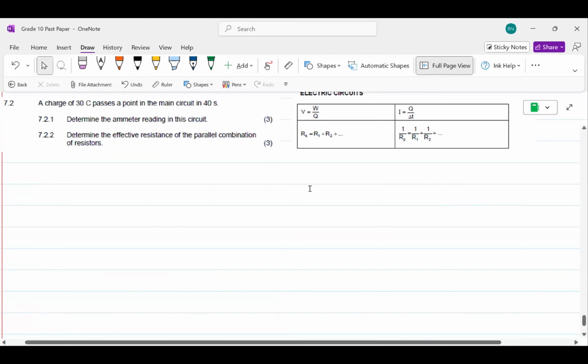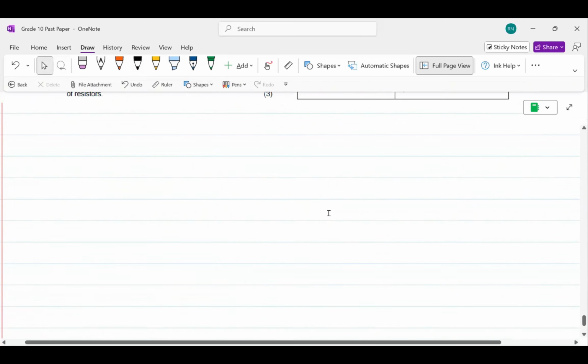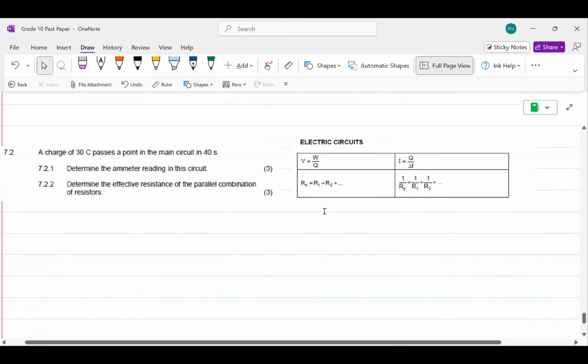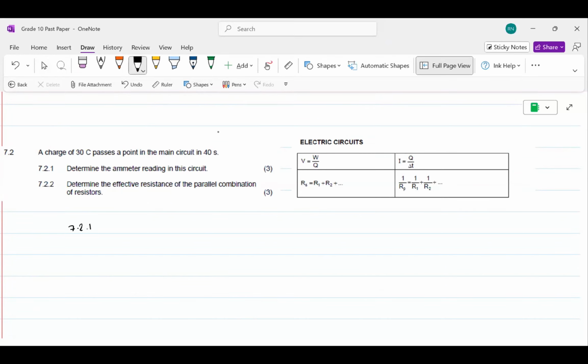It says a charge passes through. Is it actually the last one? No, it's not the last one, but the last one is a theory question. It says a charge of 30 coulombs passes through a point in the main circuit in 40 seconds. Determine the ammeter reading in the circuit. So they've given us charge and time, and they want us to find the ammeter reading, which is the current. So 7.2.1, what is our current going to be?